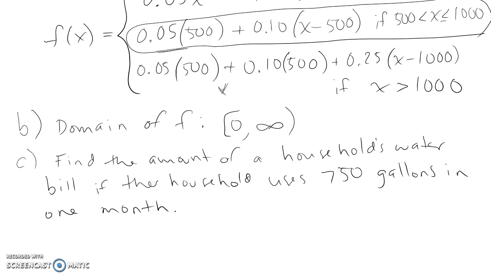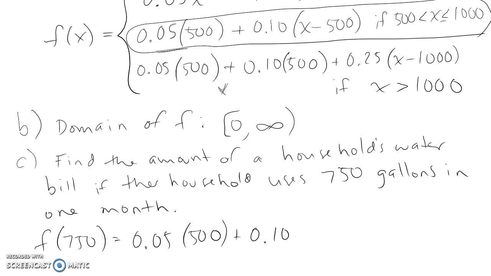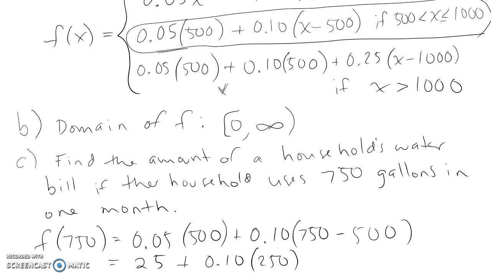Okay, so we can write that as f of 750 equals 0.05 times 500 plus 0.10 times (750 minus 500). Okay. 5 cents times 500 is $25, plus 10 cents times 250, that's another $25. So the total bill for that month will be $50.